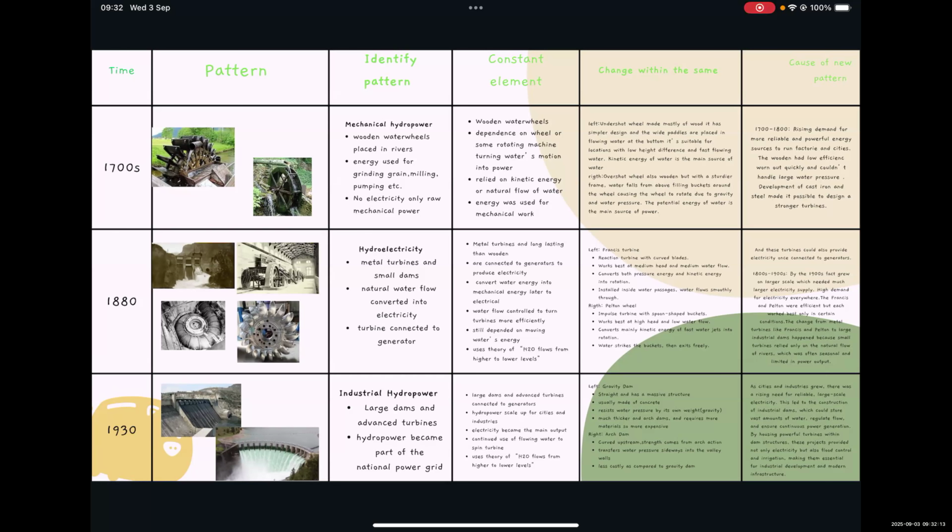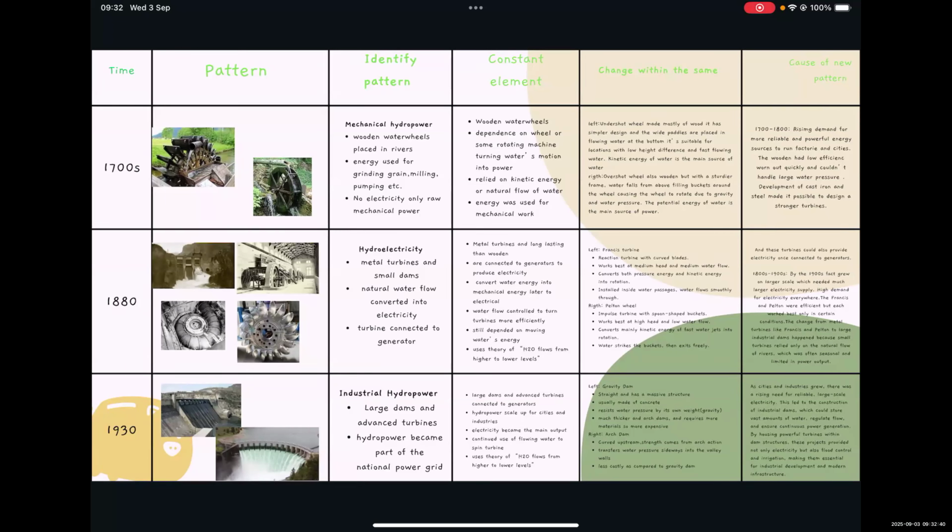Okay, sir. So, identifying a pattern is something that repeats or stays constant over time. In hydropower, the constant element is the use of flowing water as the main energy source. From wooden water wheels to modern turbines, the basic idea has always been that water flows from higher to lower levels, and that motion is turned into power.